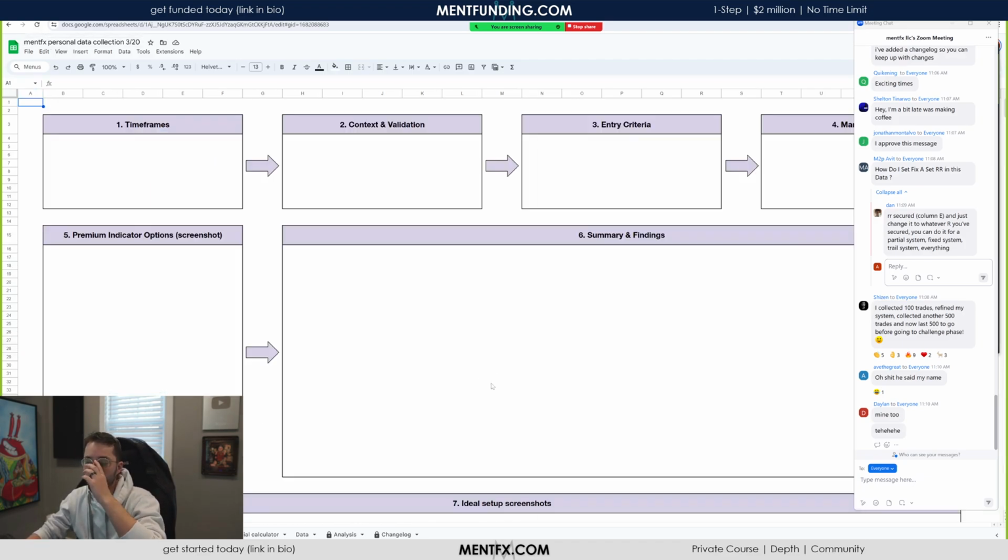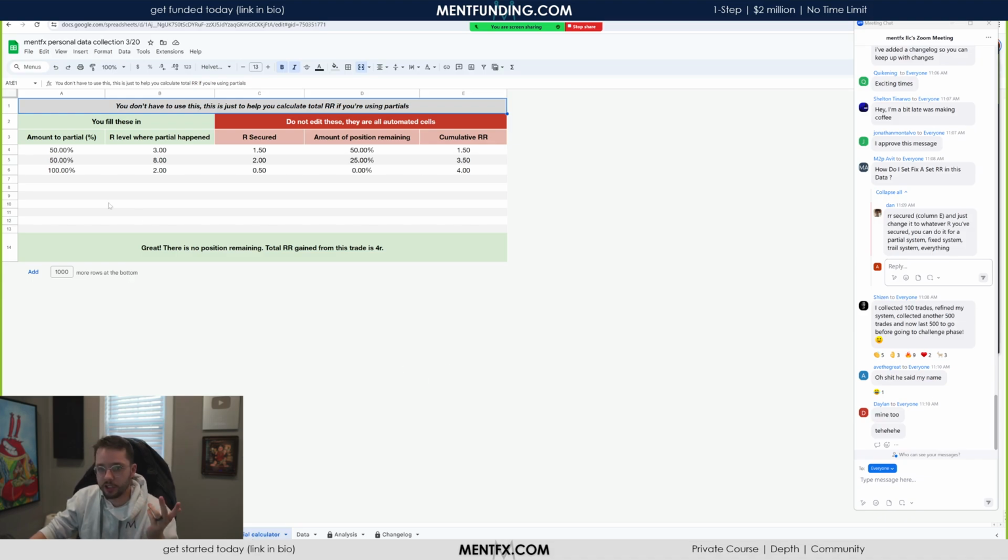And again, you have an area here for the trading plan. So feel free to fill this out as you need, whatever it might be, with the rules that you have in your system. Partial calculator, this is just for calculating partials in case you're uncertain about how partials work.